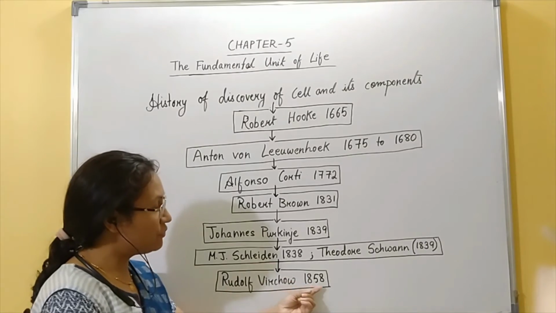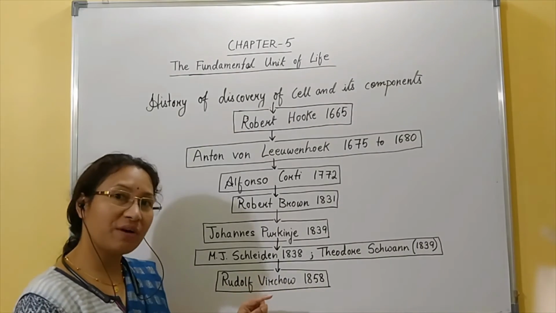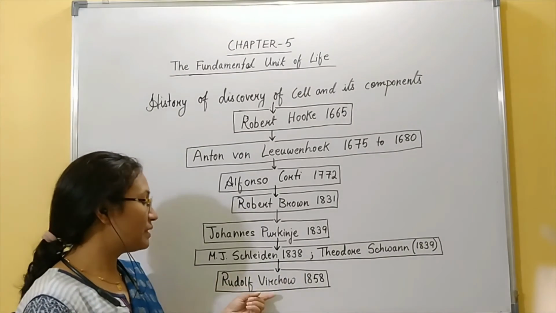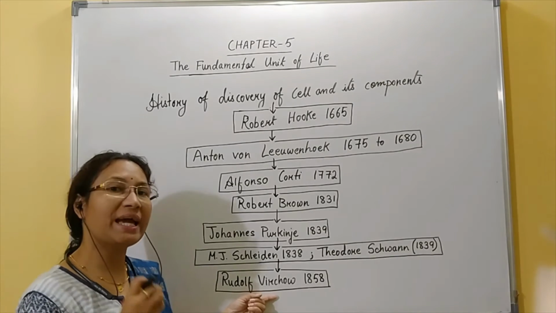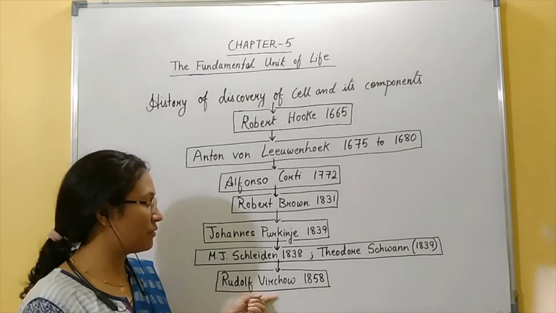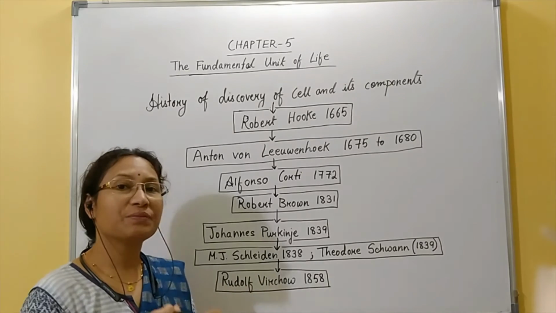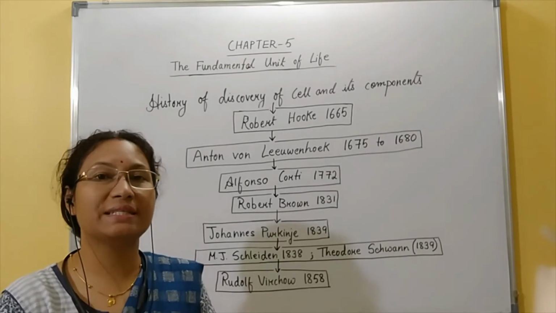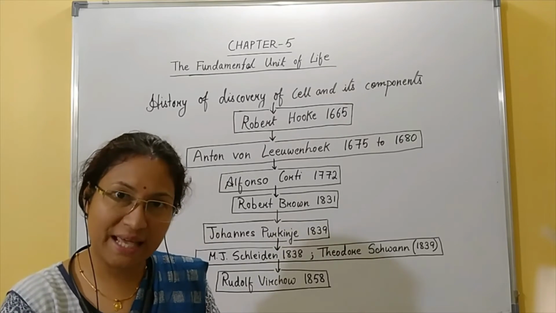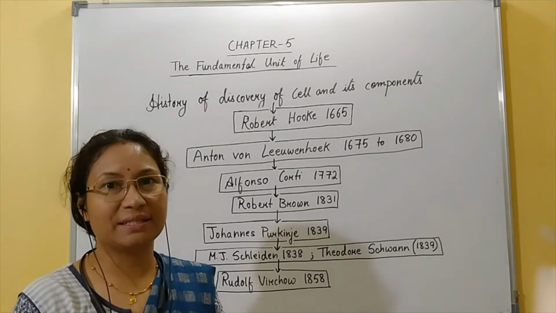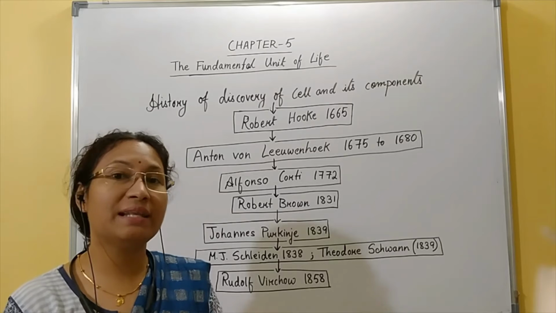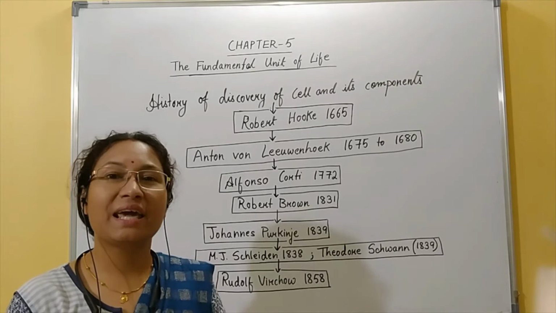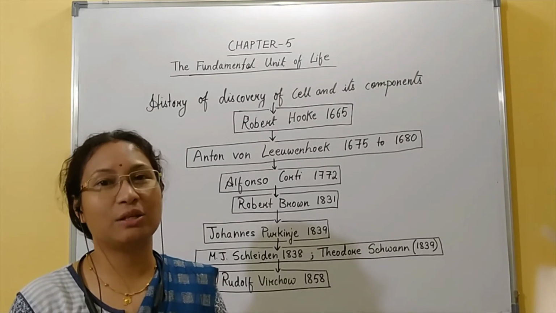Now in 1858 the cell theory was modified a little bit. Now Rudolf Virchow, he added his discovery also to it. He said that every living organism, it will arise from a pre-existing cell. That means every cell will arise from a pre-existing cell, which in Latin he described as omnis cellulae cellula.